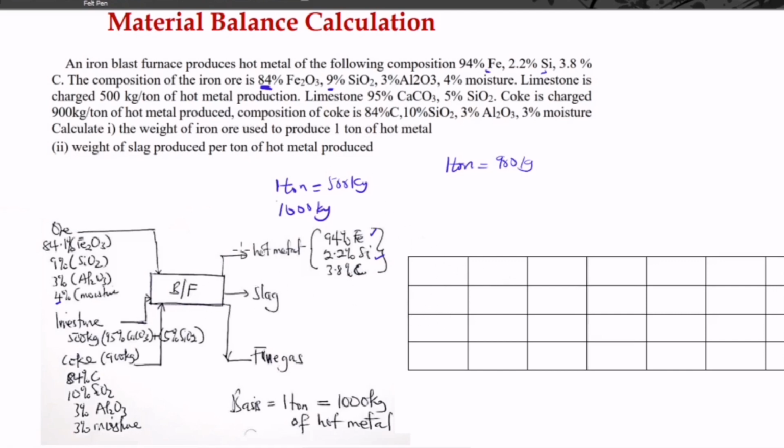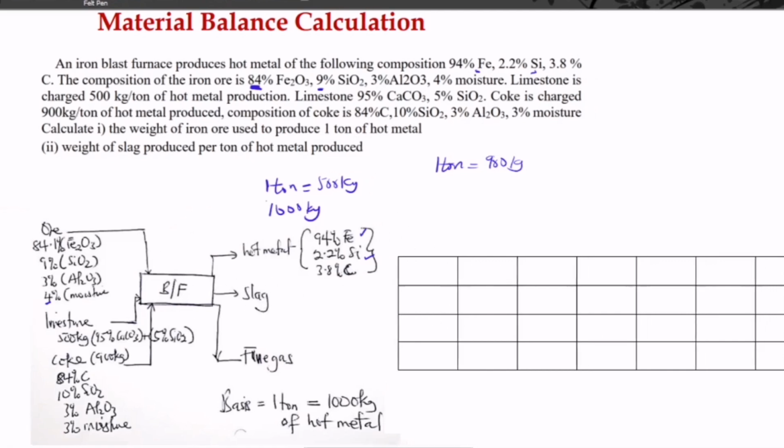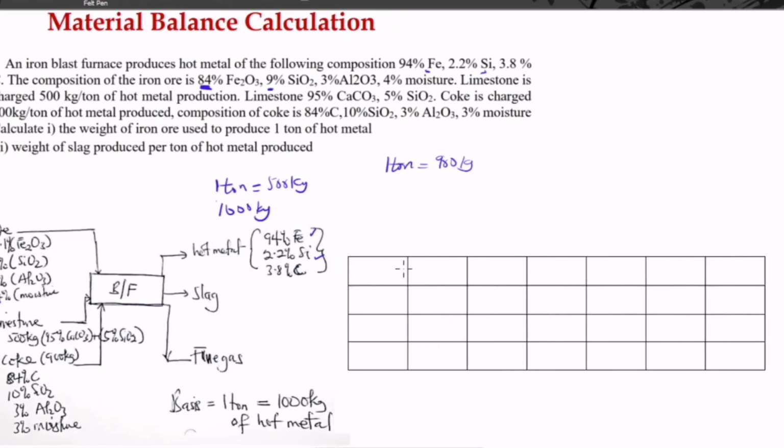Now, after generating this, you also need to generate your table, which will make your work very easy for you to do. So for your table, we know that for the material balance, we have what? The ore. We have the limestone. And we have the coke. And then we go back to the ore. We have what? The first composition is what? The hematite. Then we move on to what? The silica. And we have alumina. We have moisture.